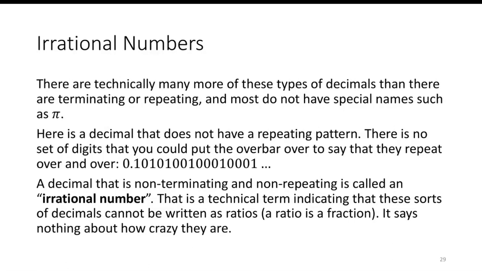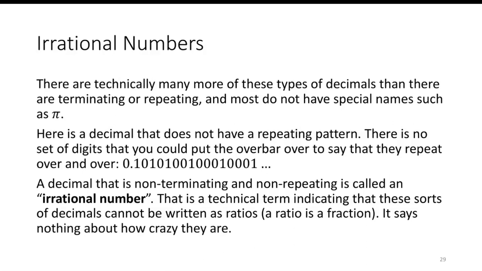There are technically many more of these types of decimals than there are terminating or repeating, and most do not have special names such as pi. Here is a decimal that does not have a repeating pattern. Well, it does sort of have a pattern, but it's not a repeating pattern. There is no set of digits that you could put over the bar to say that they repeat over and over again. So I'll start with 0.1, then 0.01, 0.001, 0.0001, and so on.